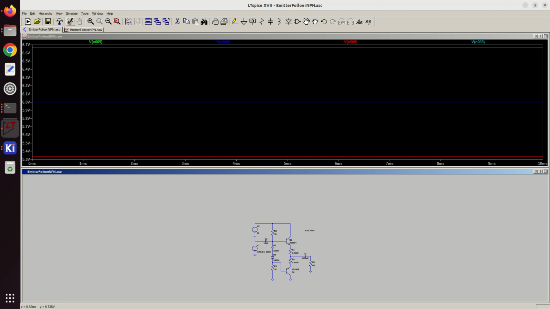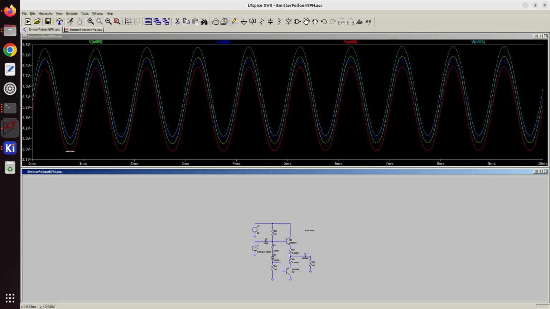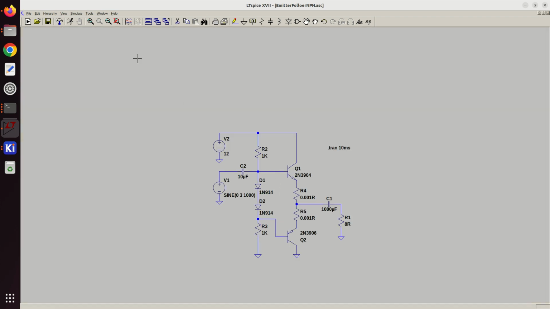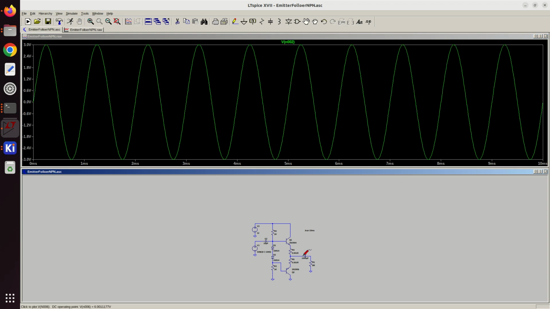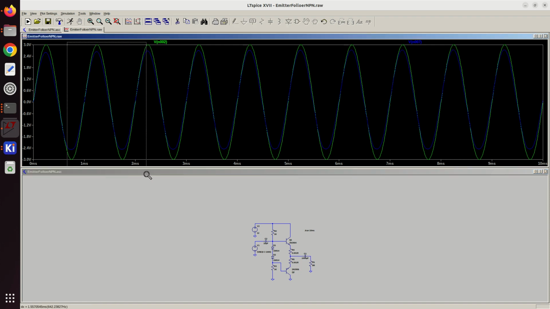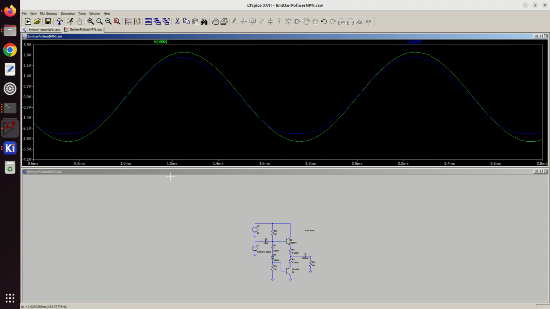So now if I put this guy back to 3 volts and we run our simulation, I can turn some of these guys off. We just look at the input and the output now. So that's our input, that's our output. And what you notice now is the crossover distortion is now gone. And that obviously makes it sound a hell of a lot better.